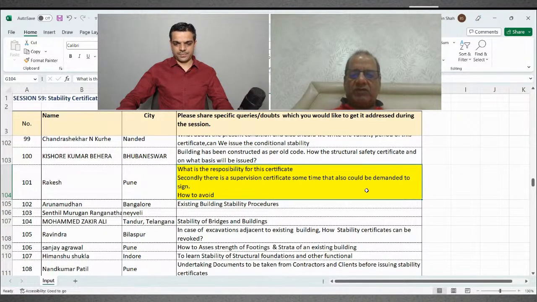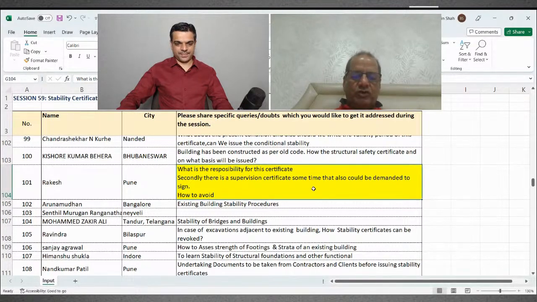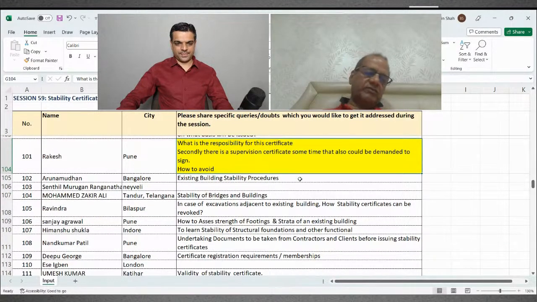Secondly, there is a supervision certificate. Sometimes we cannot sign the supervision certificate. How to avoid it? You have to be strong. Maybe you lose the project, let it be. No worries. But you can't put yourself in trouble. Never take that risk.